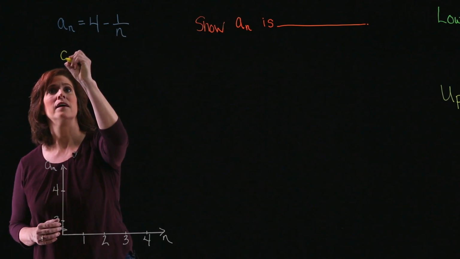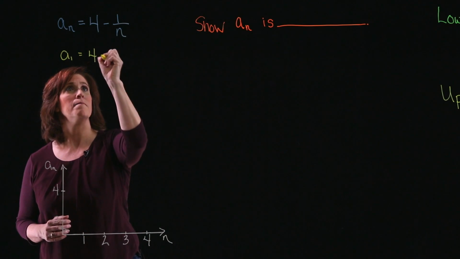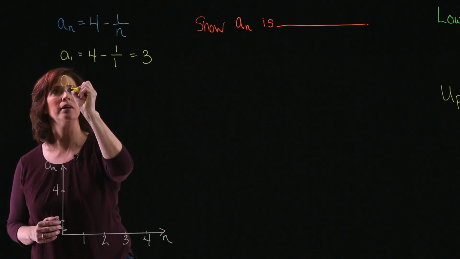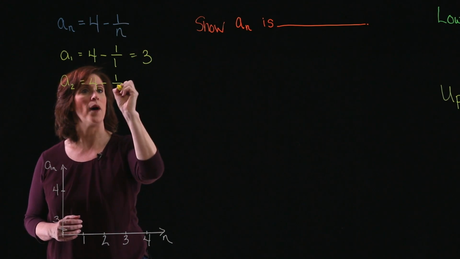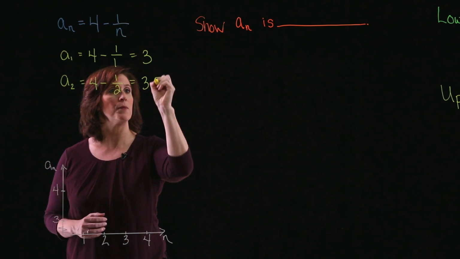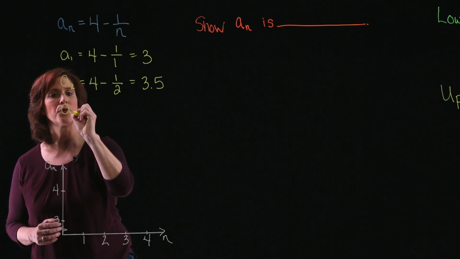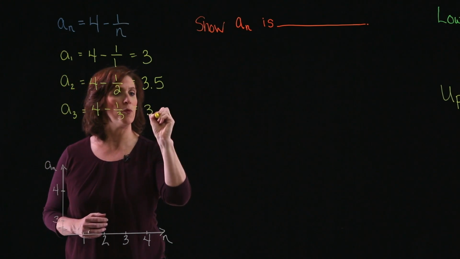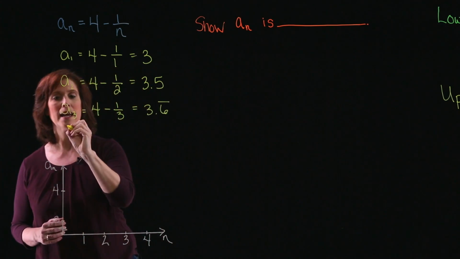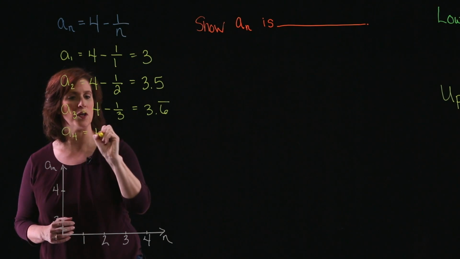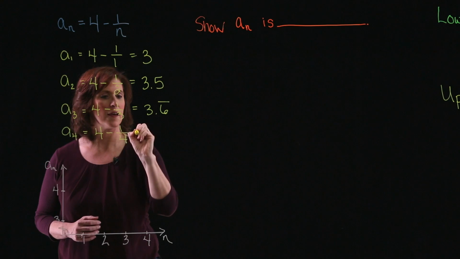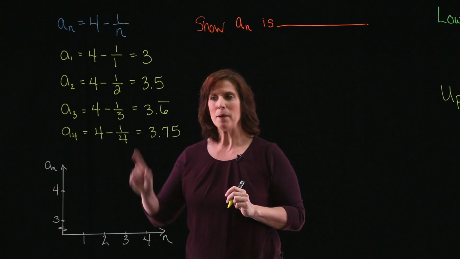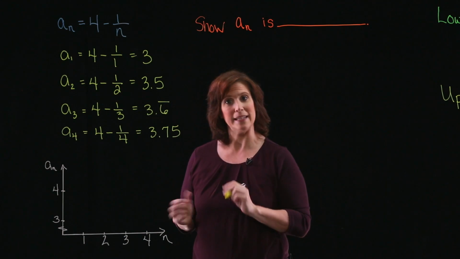So a sub 1 will be 4 minus 1 over 1, which is 3. A sub 2 is 4 minus 1/2, which is 3.5. A sub 3 is 4 minus 1/3, which is 3.666 with the 6 repeating. And A sub 4 is going to be 4 minus 1/4, which is 3.75.